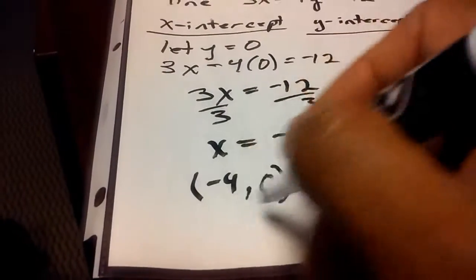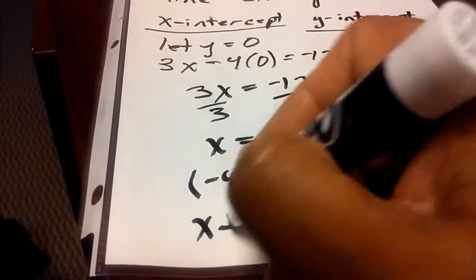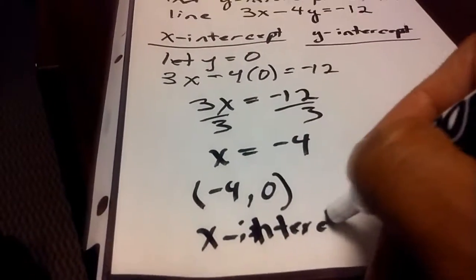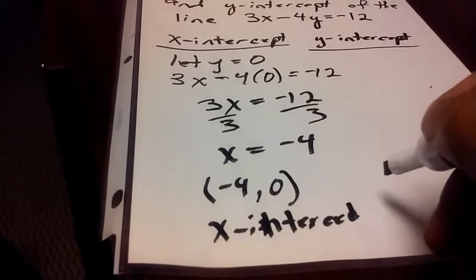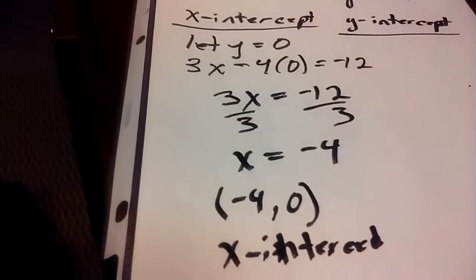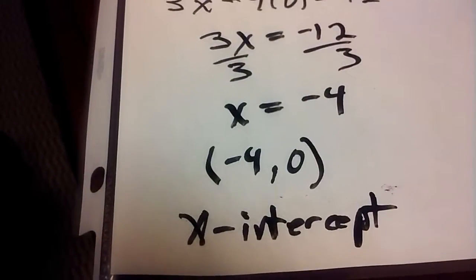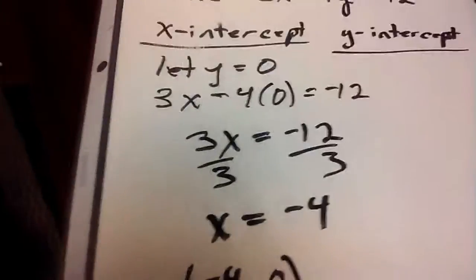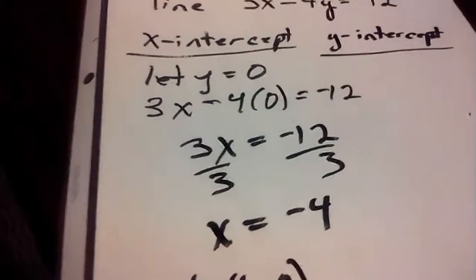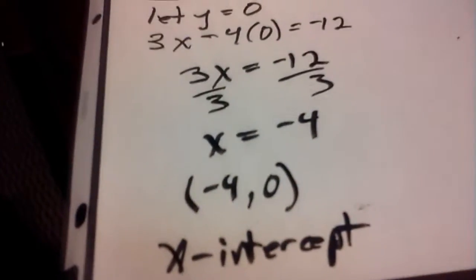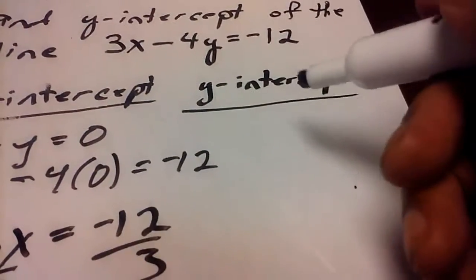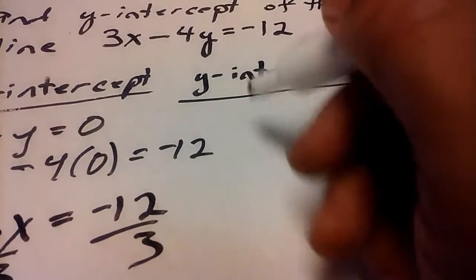So that is our x-intercept. Okay, that's going to be our ordered pair, where it crosses the x-axis. Now let's see where it's going to cross the y-axis. So over here we find the y-intercept.